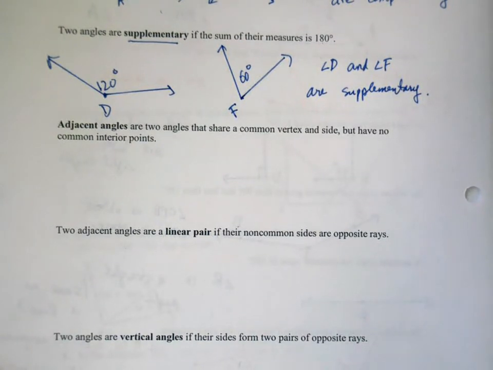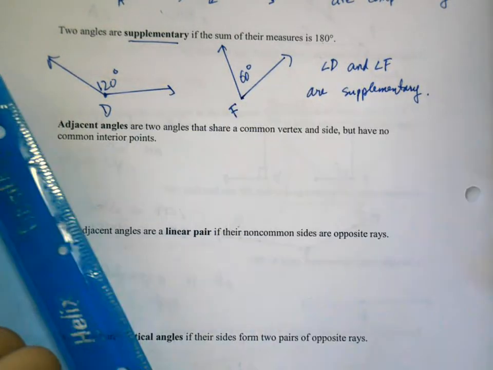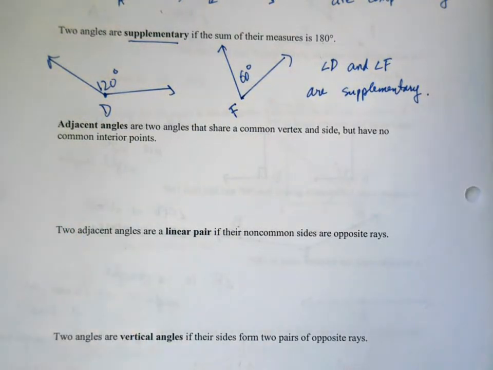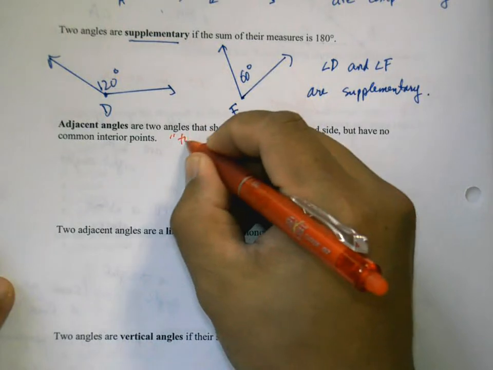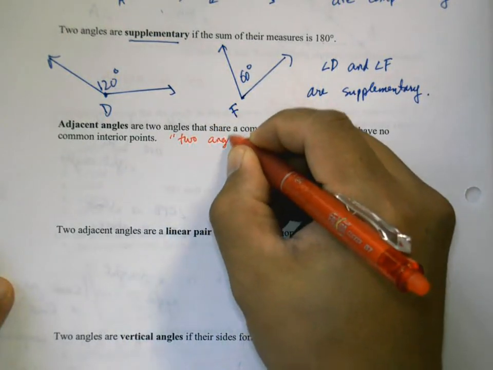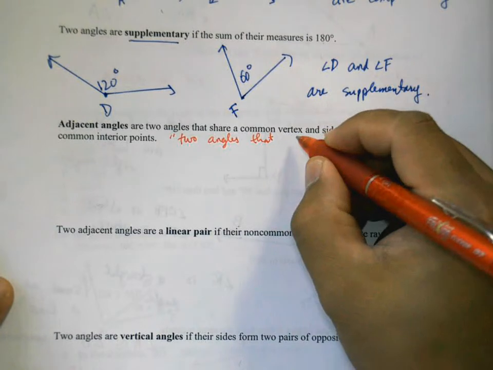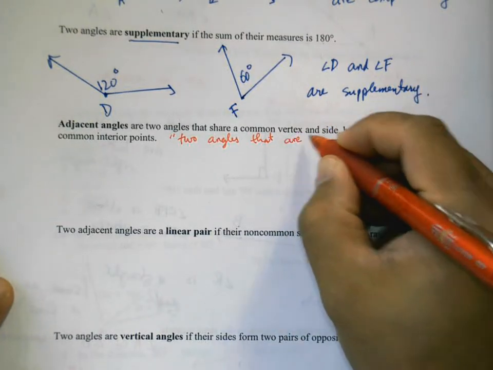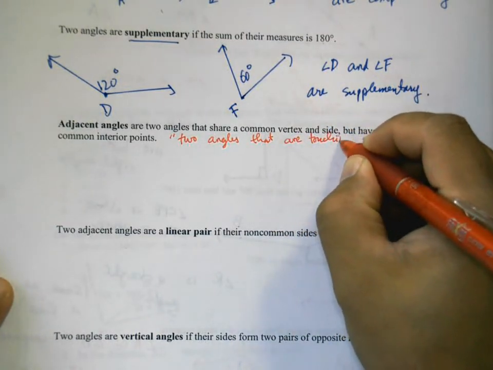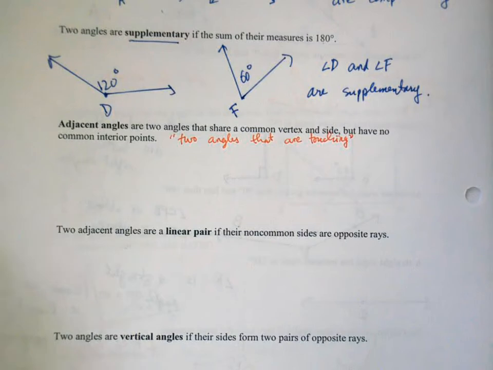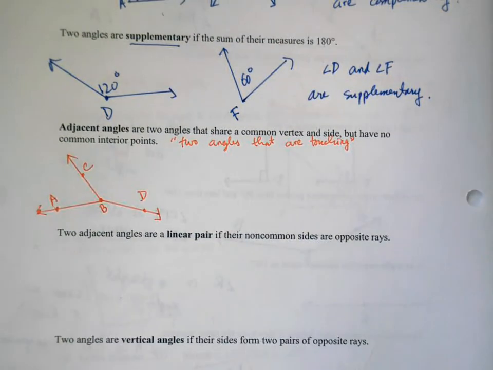Adjacent angles are two angles that share a common vertex and a side, but have no common interior points. So this is another way of saying two angles that are touching. Let me draw an example here and then we can discuss.